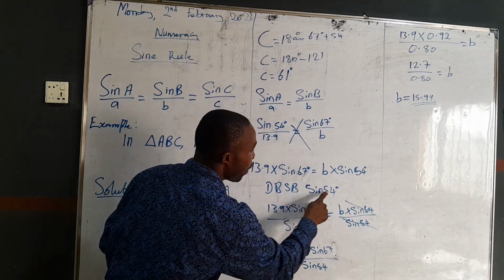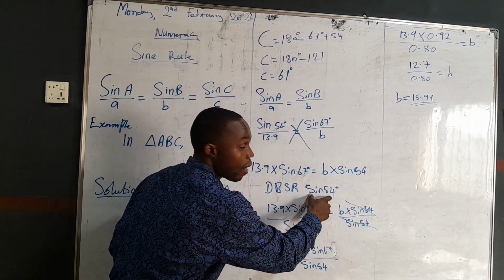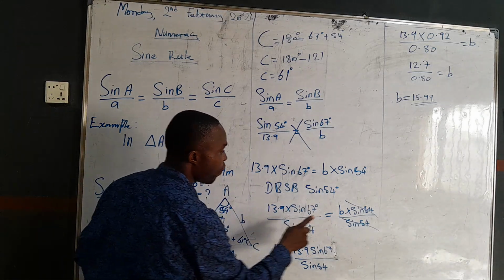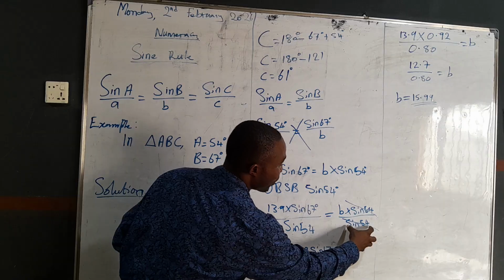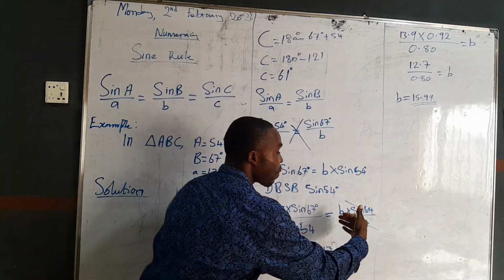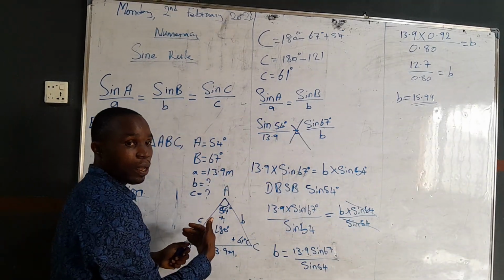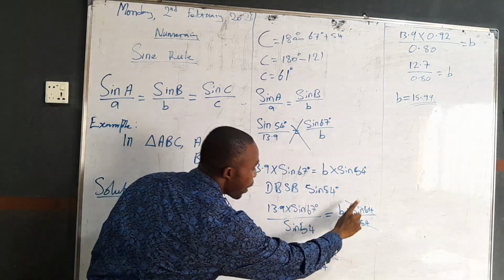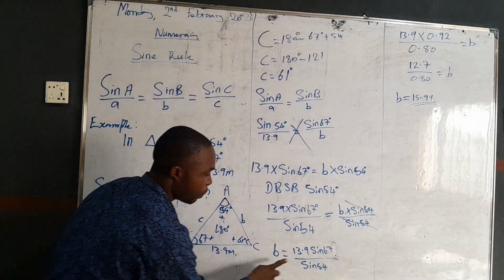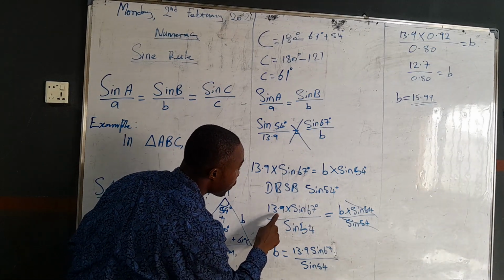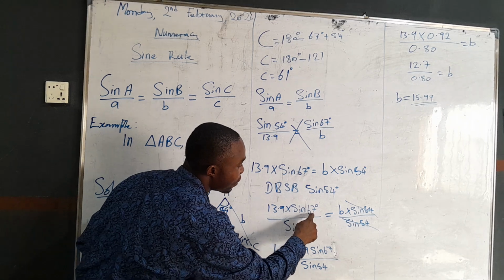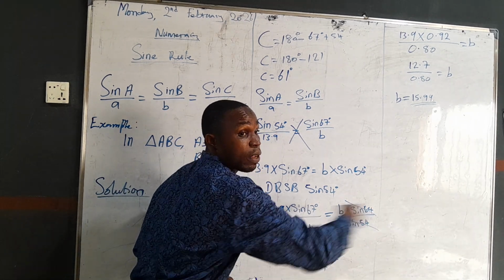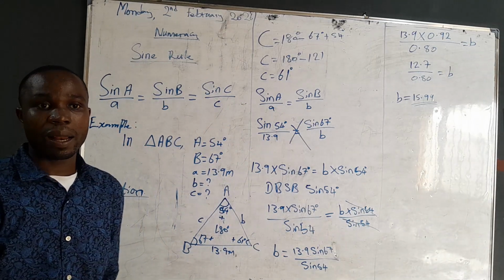That is what we have done here. And what is attached there is sine 54. That's why we have divided both sides by sine 54. If you do that, B sine 54 divided by sine 54. Whatever you do to the right hand side, you also do to the left hand side. That's why we have sine 54 also here. So when that divides, we are left with B. And this is 13.9 times sine 67 all over sine 54 that we divided both sides by. Is that clear now? Yes.